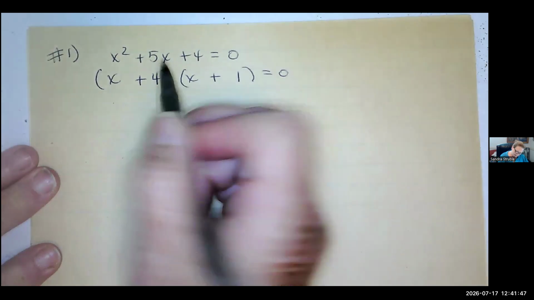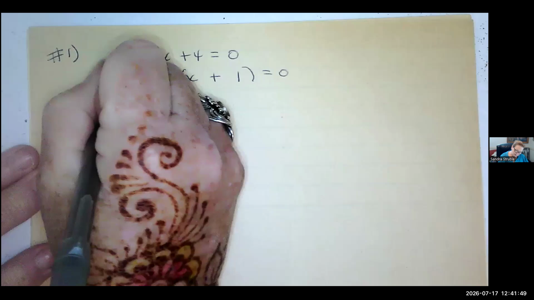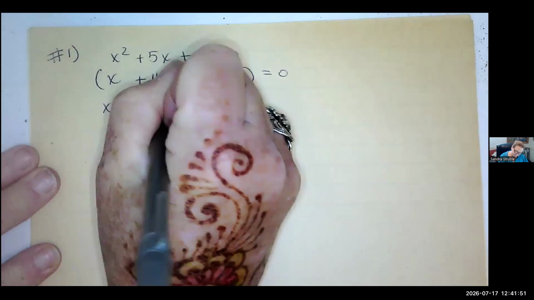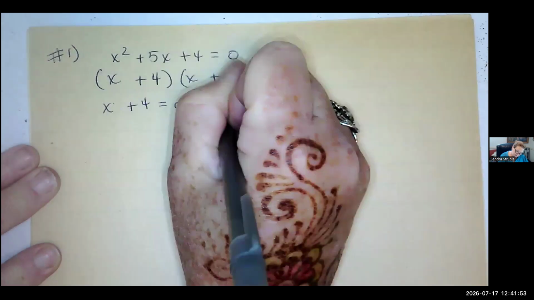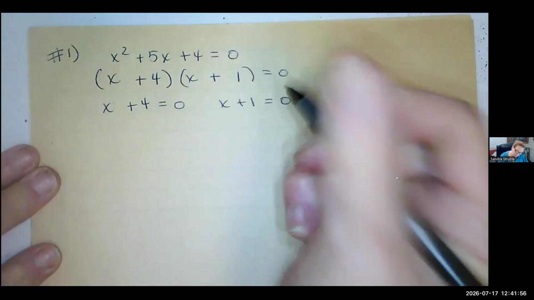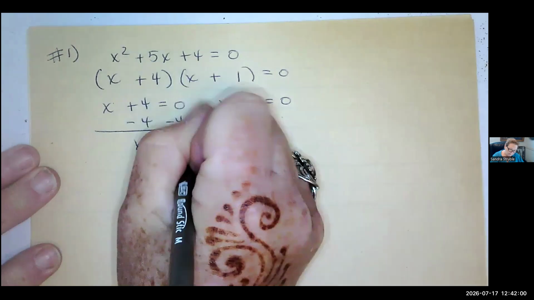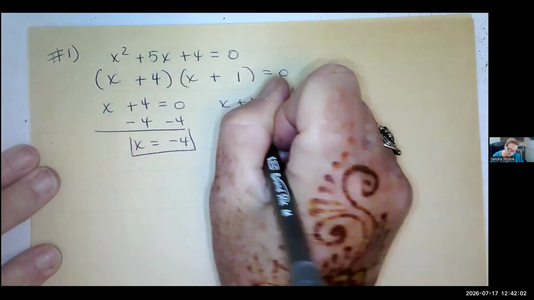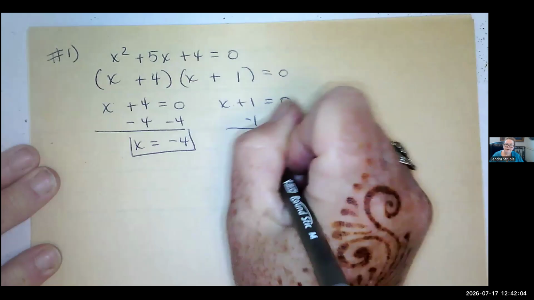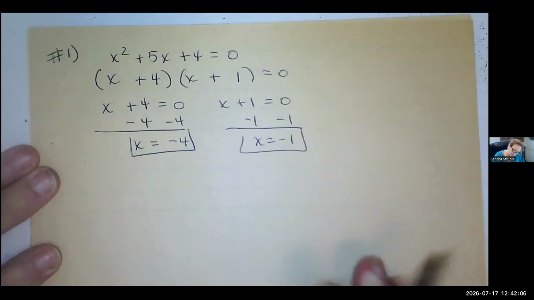So now I just take each of these and set them each binomial equal to 0 and solve for x. Subtracting 4 from both sides for this one, x is -4. Subtracting 1 from both sides, x is -1. There's both my answers. All right, number 2.